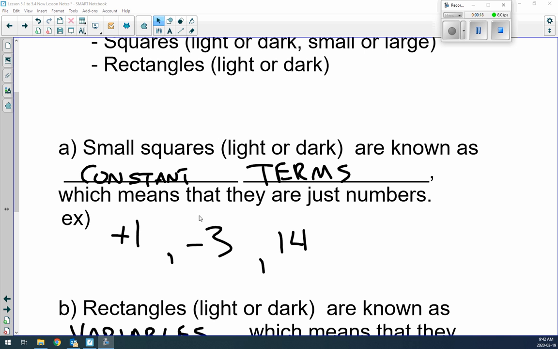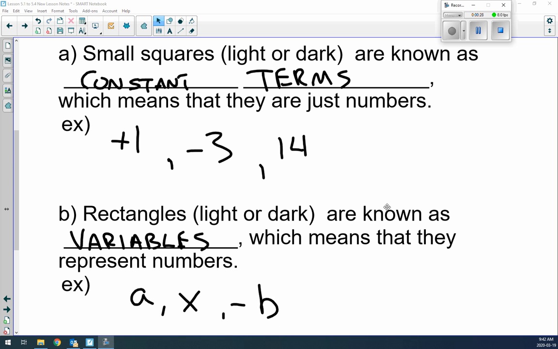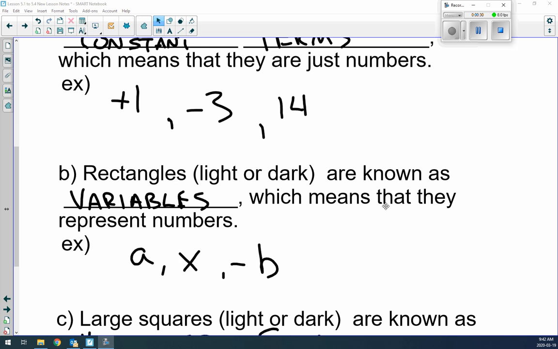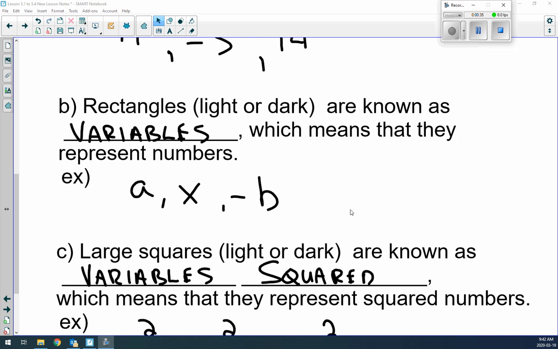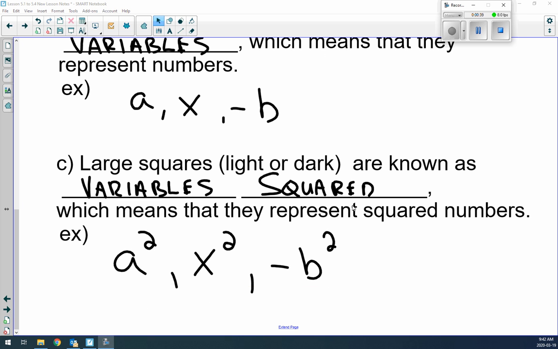We can start with small squares. These are little tiny squares, and they're either light or dark, and they're known as the constant terms. For instance, we could have +1, -3, 14. Then we have rectangles, either light or dark, and those represent variables. So that's a, x, -b, any letter that you can come up with. The large squares, again light or dark, are known as variable squared. So this would be like a squared or x squared or -b squared.